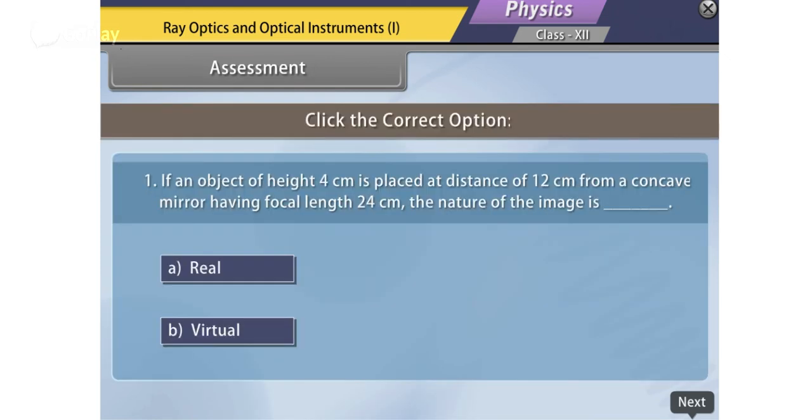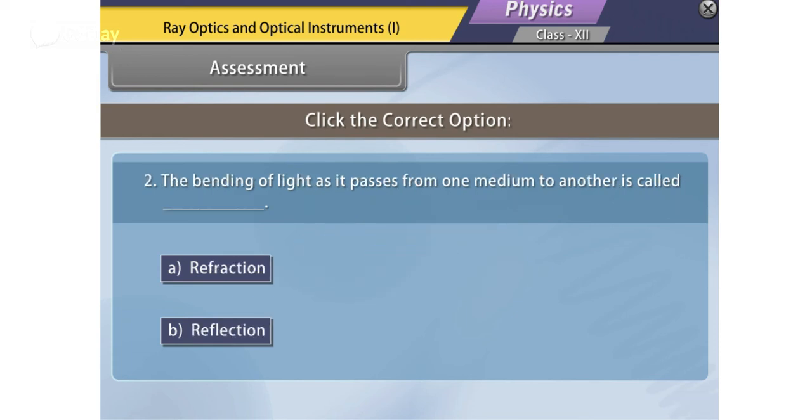Assessment. Before proceeding further, let us know how much you have learnt. Click the correct option. Very good!